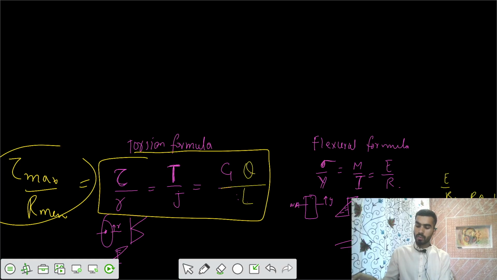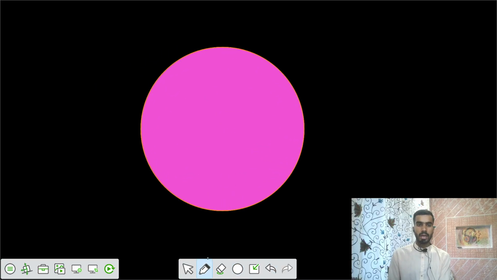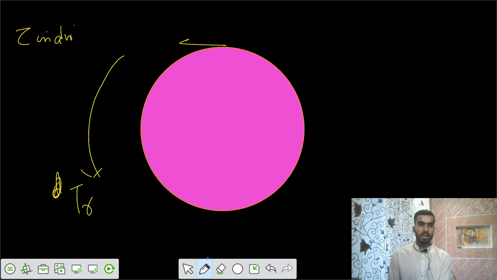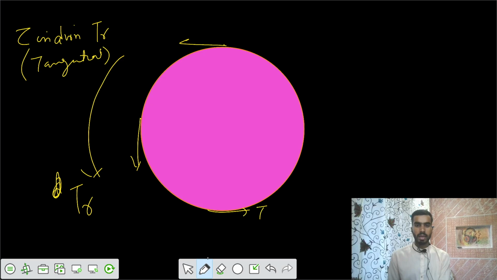What should we do now? Now, if you want to plot the variation of the shear stresses, this was your section, and there was some resisting torque TR, and we say that the shear stress variation, the tau, is in the direction of TR. That's tangential. So at every point, this is tangential in the direction of TR.